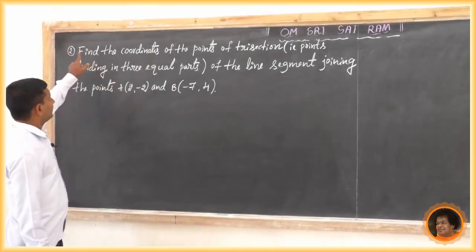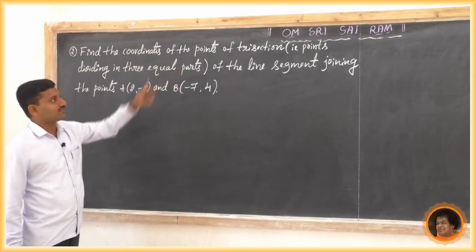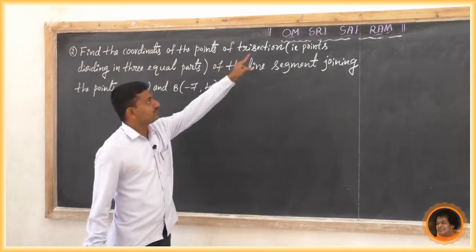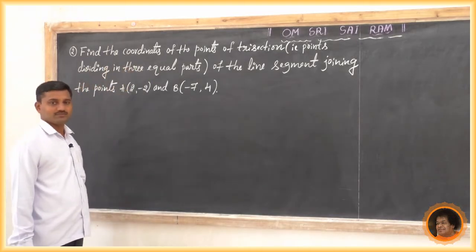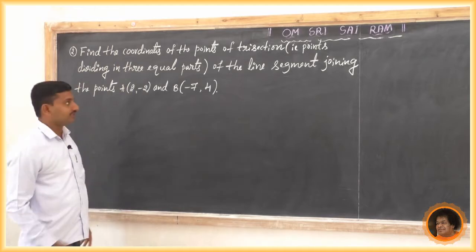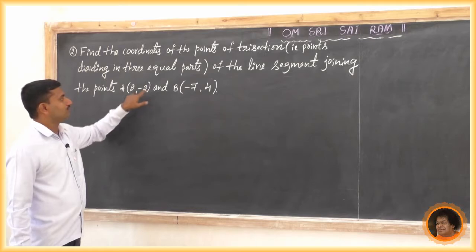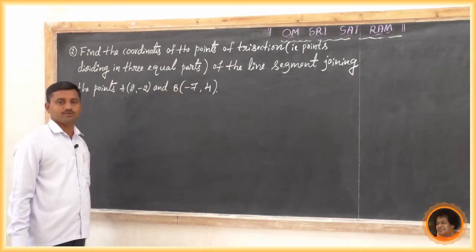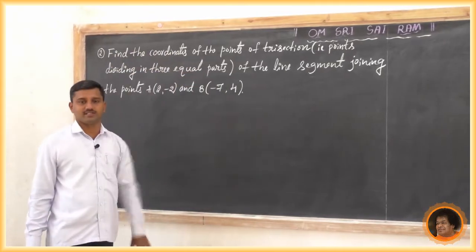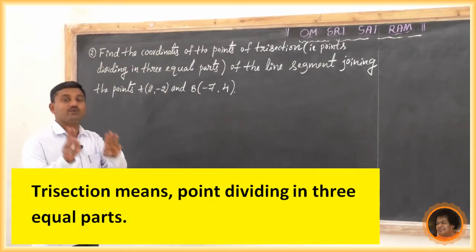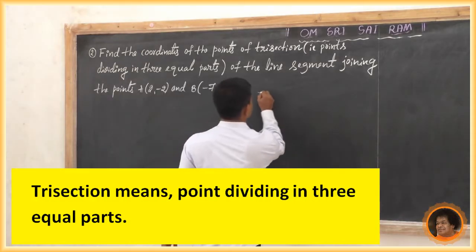So the next question, find the coordinates of the points of trisection. What is the meaning of trisection? So trisection means points dividing in 3 equal parts. So that is a trisection. Tri means 3. Of the line segment joining the points A (2, -2) and B (-7, 4). So we have to find the coordinates of the points of the trisection. Trisection means 3 equal parts. So here the line segment AB. AB is the line segment.